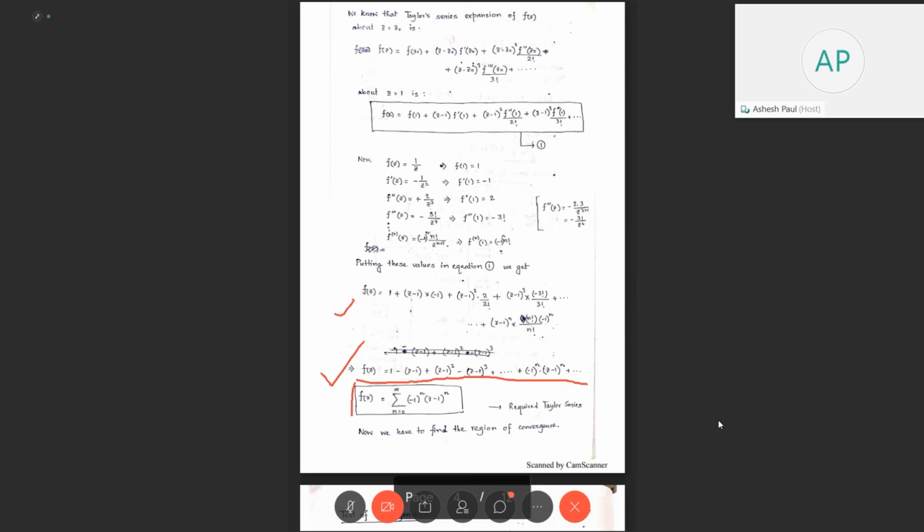Now if I write it in the summation form, it takes the form f(z) equal to summation n runs from 0 to infinity of (minus 1) to the power n into (z minus 1) to the power n. So this is the required Taylor series. So the first part of the problem has been done. That is, we have found the Taylor series expansion of the function f(z) equal to 1 by z about the point z equal to 1.